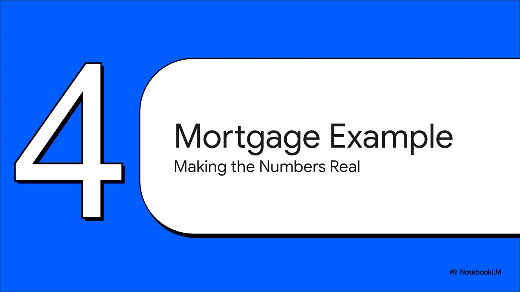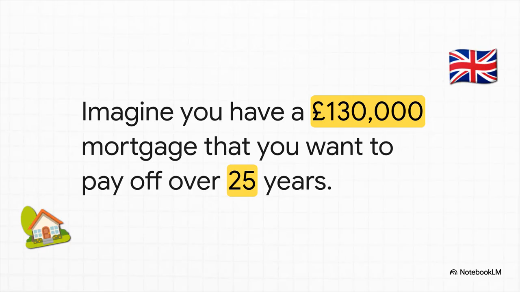Now, theory is one thing, but let's see how this all works in the real world with an example that affects millions of people, a home mortgage. This is where interest rates can have a very, very direct impact on your monthly budget. So let's set up a quick scenario, and we're using some figures here from the Bank of England. Imagine you're borrowing £130,000 and you plan to pay it back over 25 years. A pretty standard situation for a lot of home buyers.